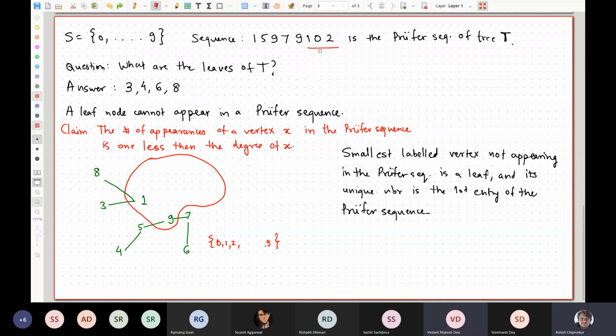So now your prefer sequence is just 0, 2. Good. 1 is a leaf, and its unique neighbor is 0. So this is what is left in the tree. 1 is a leaf, its unique neighbor is 0, and now your prefer sequence is just 2, and your vertex set is 0 to 9.